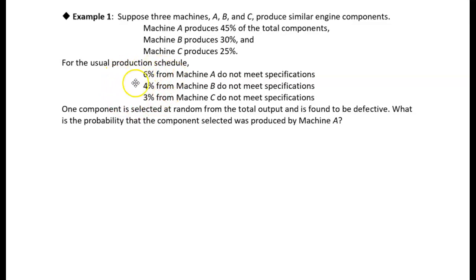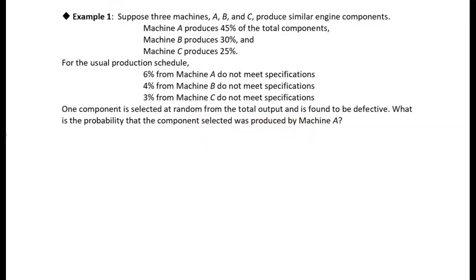In general, we've got some information about the quality of the parts that come out of these different machines. 6% of the parts that come off of machine A do not meet specifications. 4% for machine B and 3% for machine C. Okay, so if one component is selected at random from the output of all these machines and it's found to be defective, what is the probability that the selected component was produced by machine A?